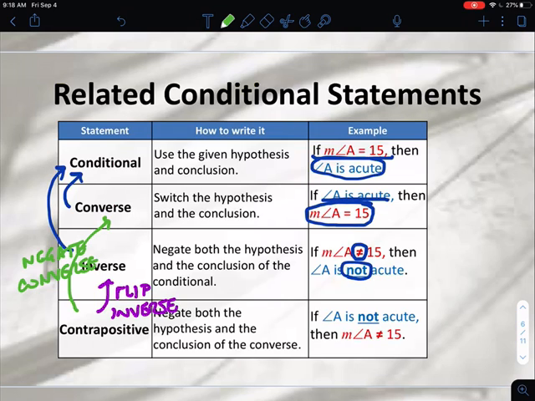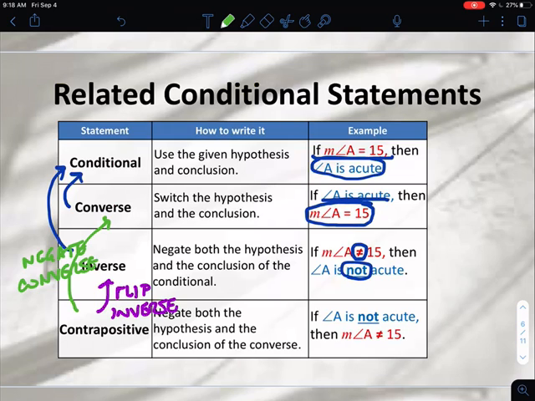So I could negate the converse. The converse was if angle A is acute, then the measure of angle A is equal to 15. So if I put nots into that, if angle A is not acute, then the measure of angle A is not equal to 15, I get my contrapositive. So basically, there's a couple different ways to do that contrapositive. Whichever one makes more sense to you, use that method. For some people, they even go all the way back to the conditional and say, okay, I'm going to flip it and put the nots in all at once.